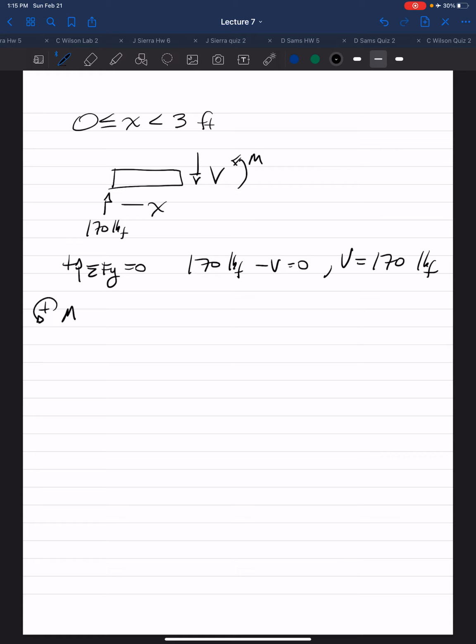Your moments at this point here, taking into account your M minus your 170-pound force times the perpendicular distance X equals 0. So your bending moment is 170 X. And this is pound force feet.